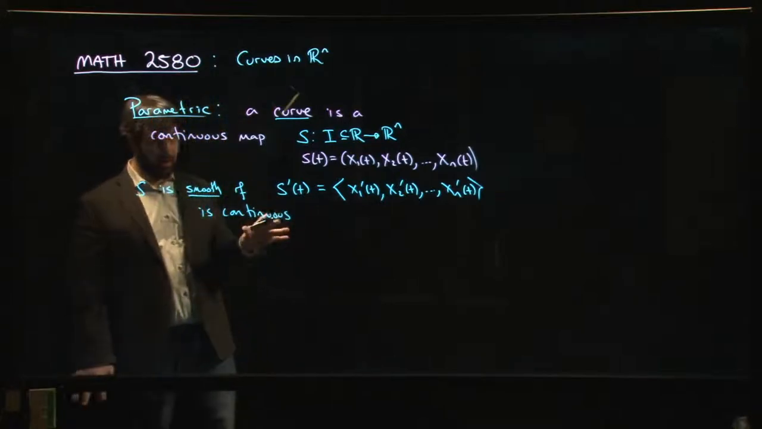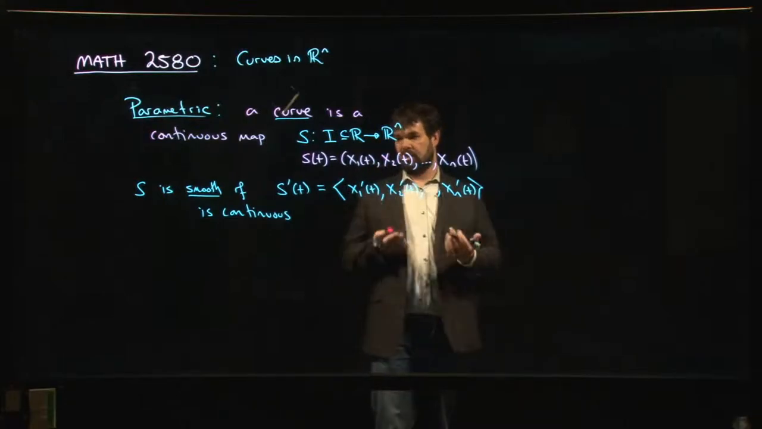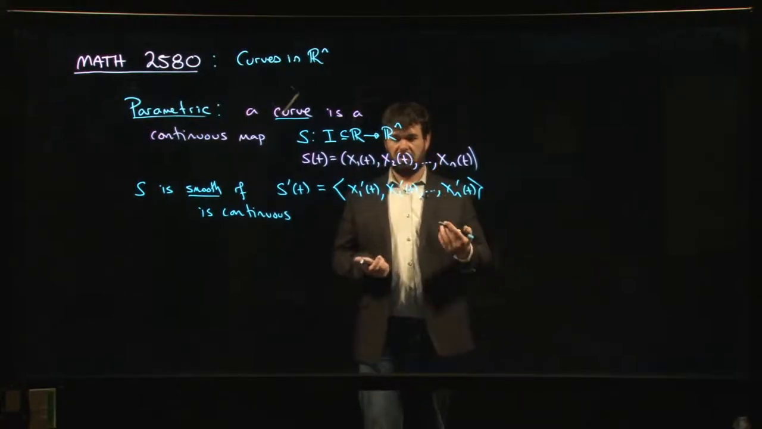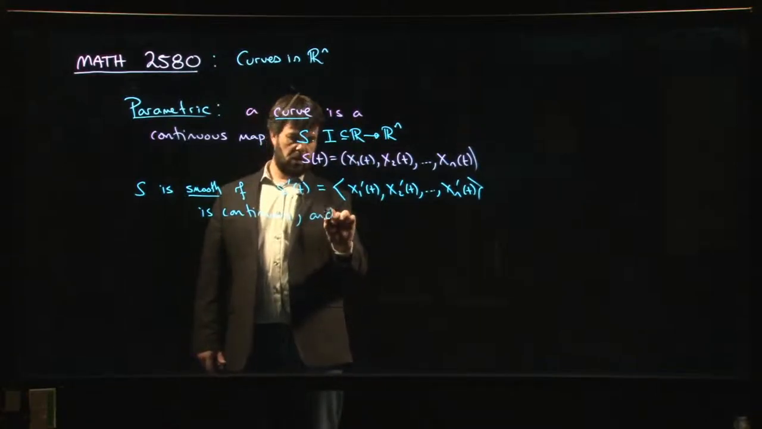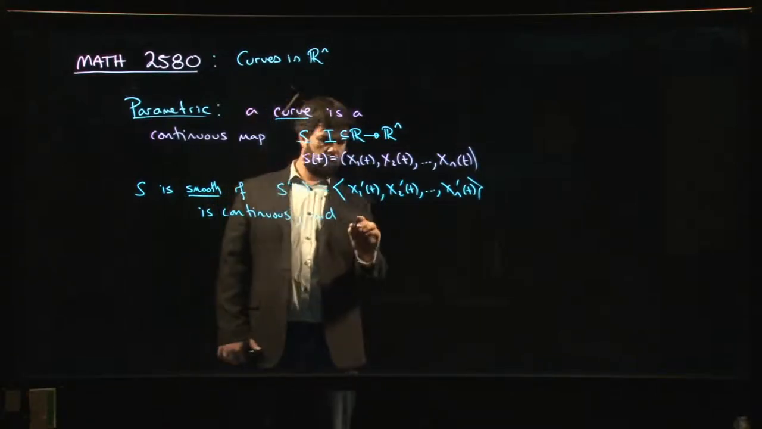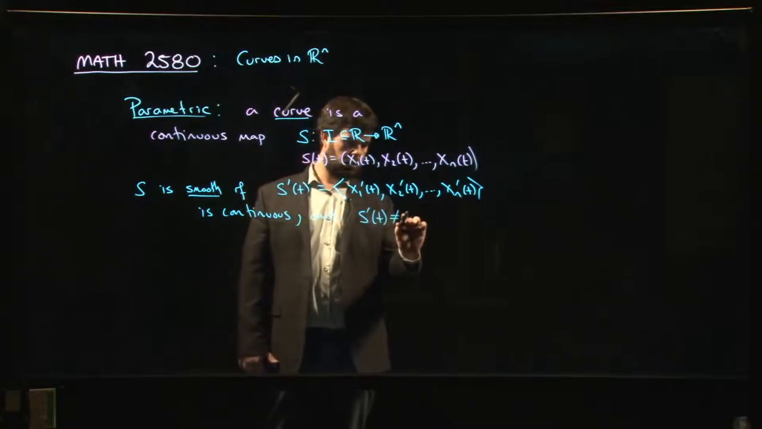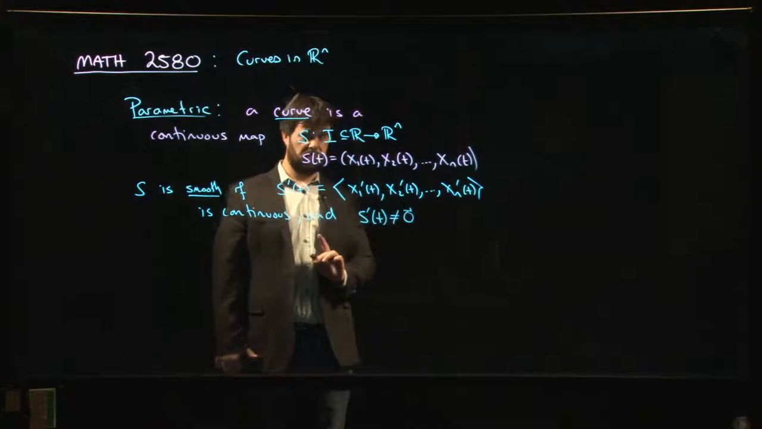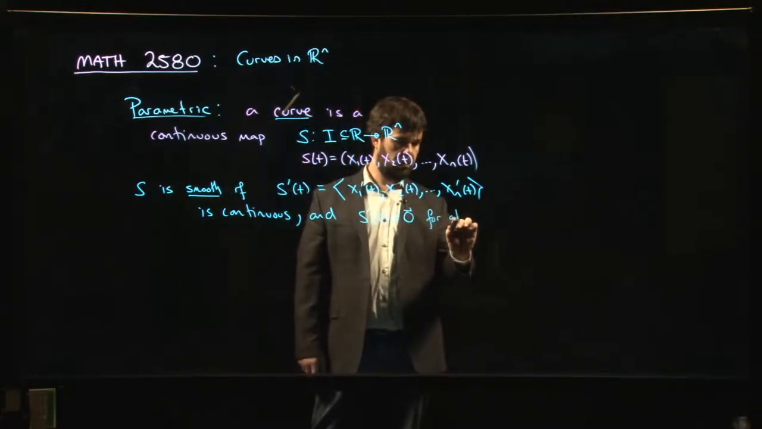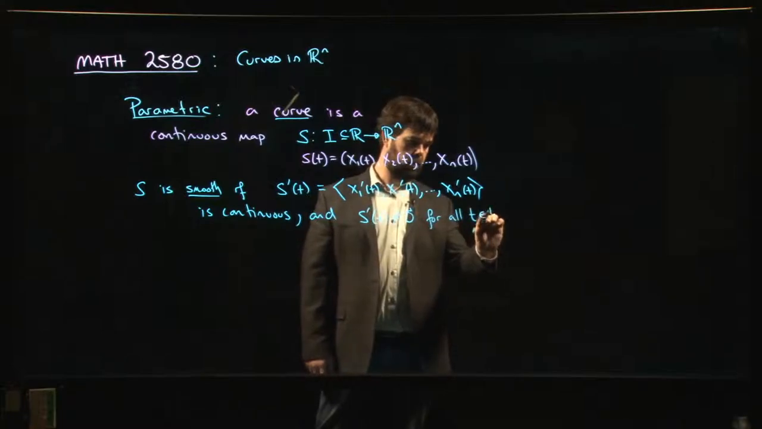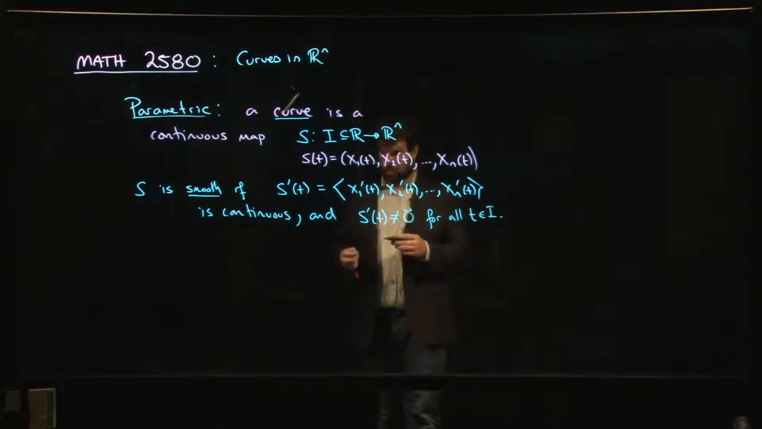So in other words, S is C1. In the language we've introduced earlier, it's a continuously differentiable function. It's continuous, and we ask one more thing. We also ask that the derivative is never the zero vector. That's often a condition that we place on the curve as well.